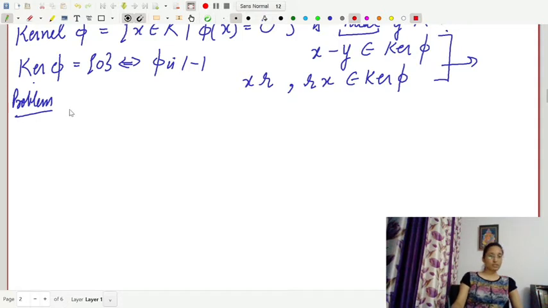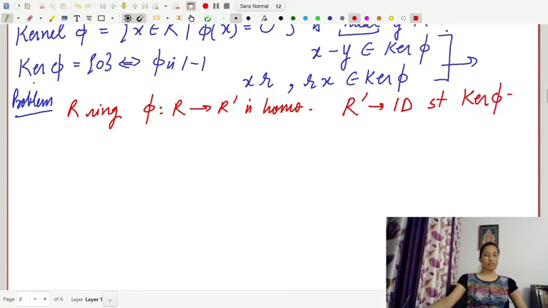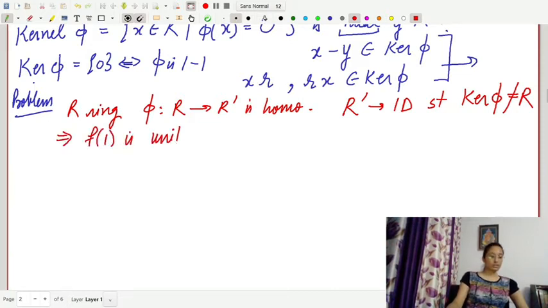That is, if R is a ring and phi from R to R dash is a homomorphism, where the condition is that R dash is an integral domain such that the kernel of phi is not equal to R, then we can show that f of 1 is the unity of R dash, where R is a ring with unity. So now let's see its proof.